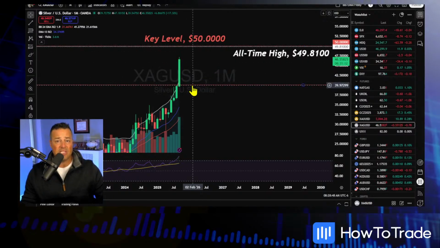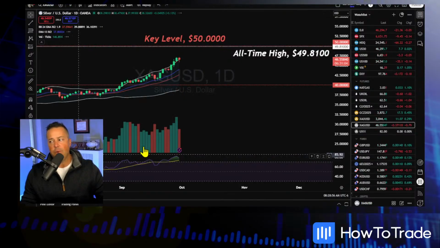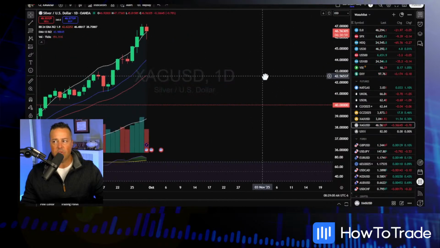Now, you can see since the breakout over 40, it's just been a huge up month for silver, up about 17.25. Let's talk about how to trade it right now, though. Beautiful pullback today. This is exactly what we're looking at. I mean, this is what we want.